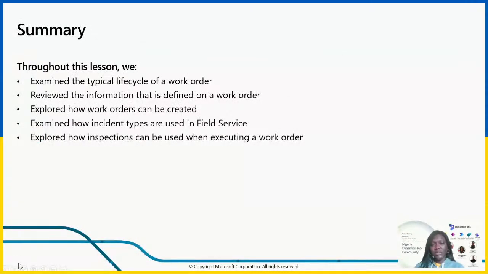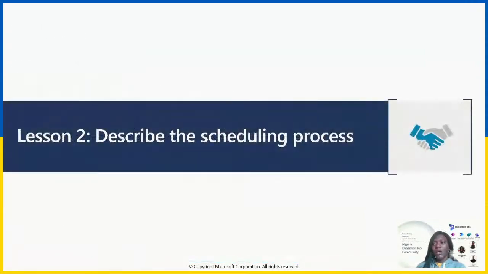So from this first lesson, what have we learned? We examined the typical life cycle of a work order, we reviewed the information that is defined on the work order. We also explored how work orders can be created. We examined how incident types are used in field service and also explored how inspections can be used when executing a work order. So we're going to look at describing the scheduling process.